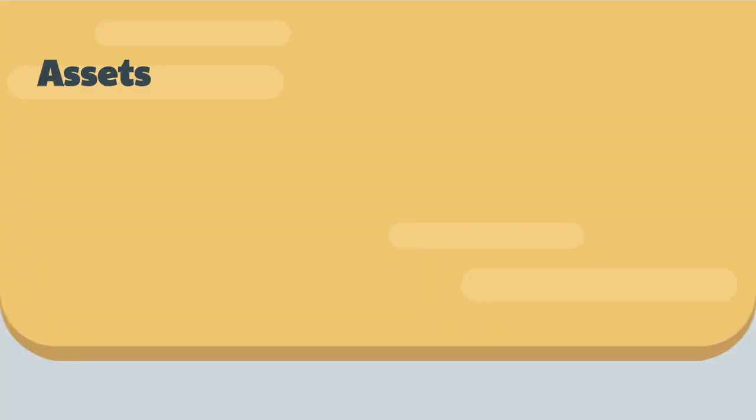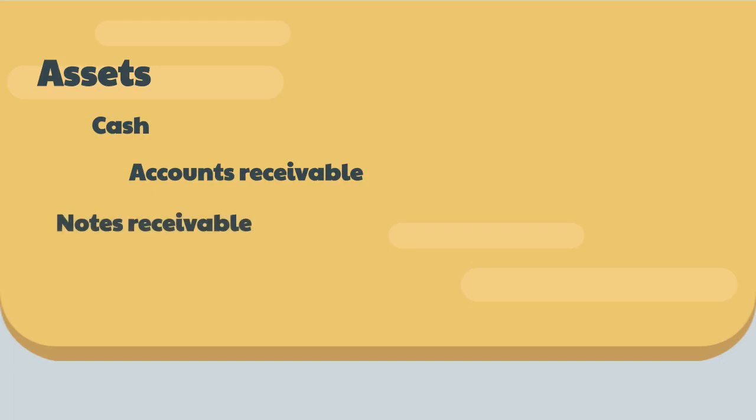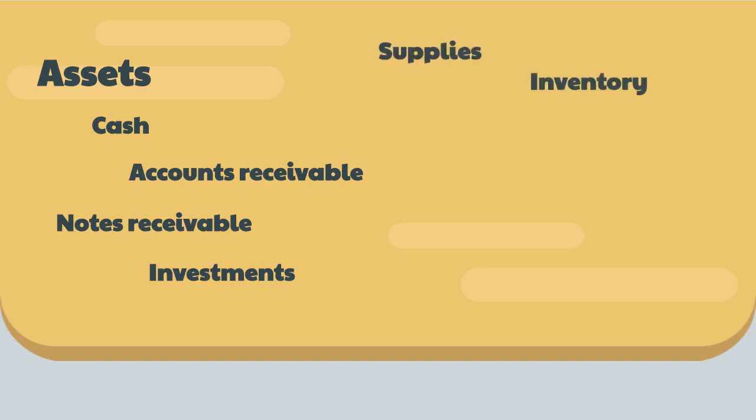Some examples of specific asset accounts include cash, accounts receivable, which is an account to use when someone owes you money, notes receivable, which is like accounts receivable, but you also charge the person interest. Investments. These are items you've purchased in another company, not an investment someone makes in your company. That's stock under the equity section. Supplies, inventory, land, buildings, equipment.